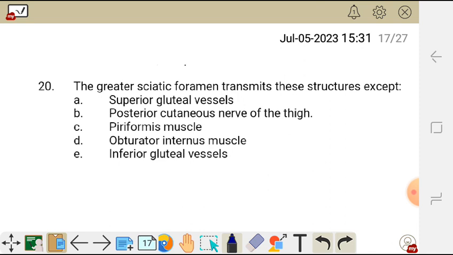So except which one on this list, on this multiple choice here? The one which is not there is the obturator internus muscle. The obturator internus muscle is going to be on the obturator membrane, not passing in the greater sciatic foramen. So except D. So question 20, the correct answer is D. All of these are going to pass in the greater sciatic foramen except the obturator internus muscle.